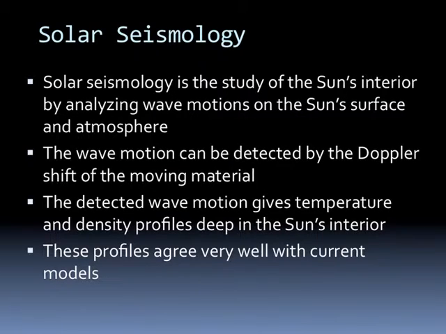Now, another way we can probe and see what's going on inside the sun is use seismology. Solar seismology is the study of the sun's interior by analyzing the wave motions on the surface or in the atmosphere. And that wave motion can be detected by Doppler shift of the moving material on the surface. The detected wave motion gives temperature and density profiles deep inside the sun, and when we do that, the profiles agree very well with our current models of the happenings inside the surface of the sun.